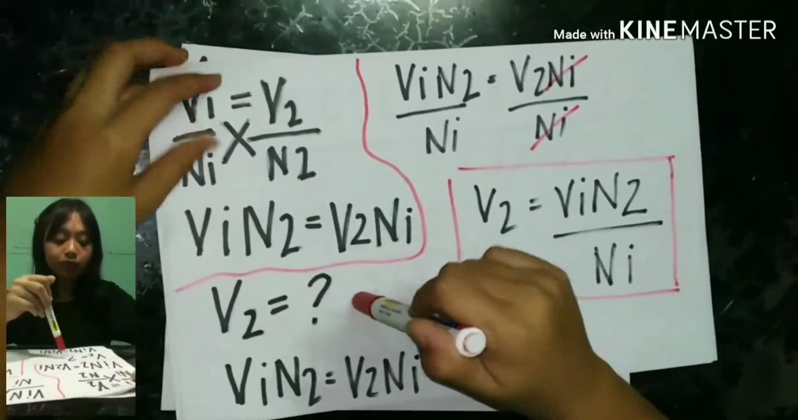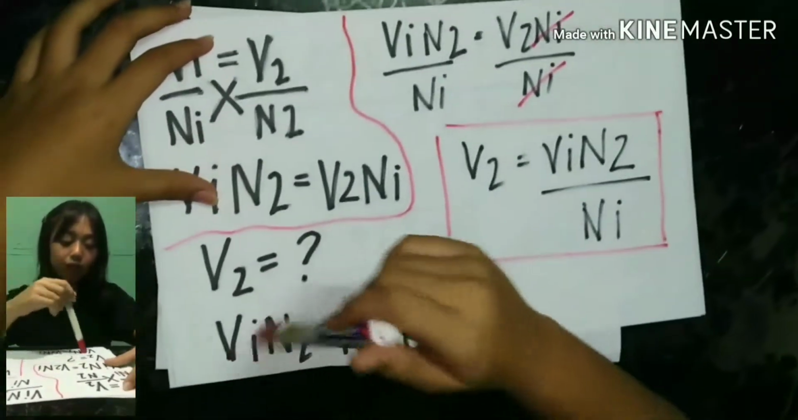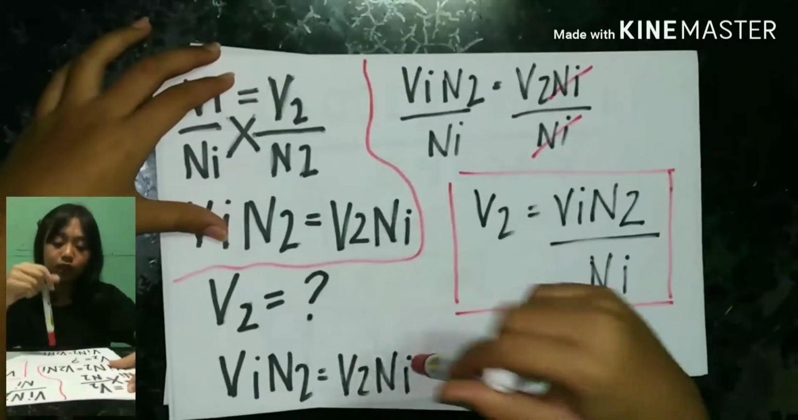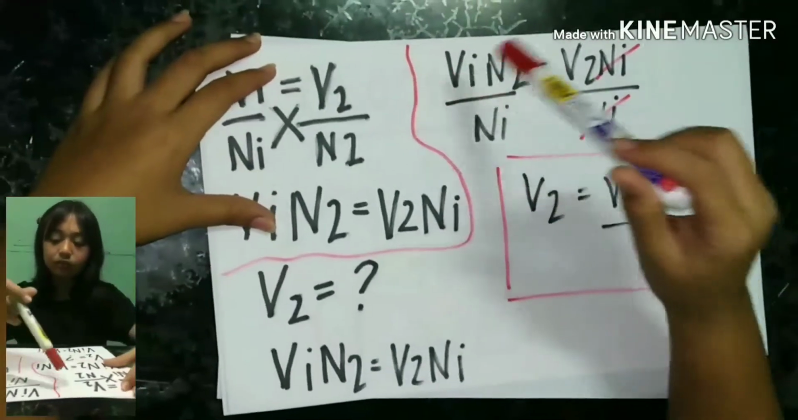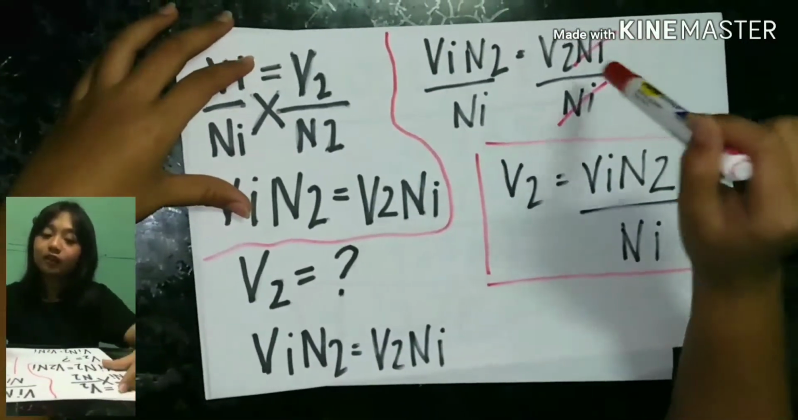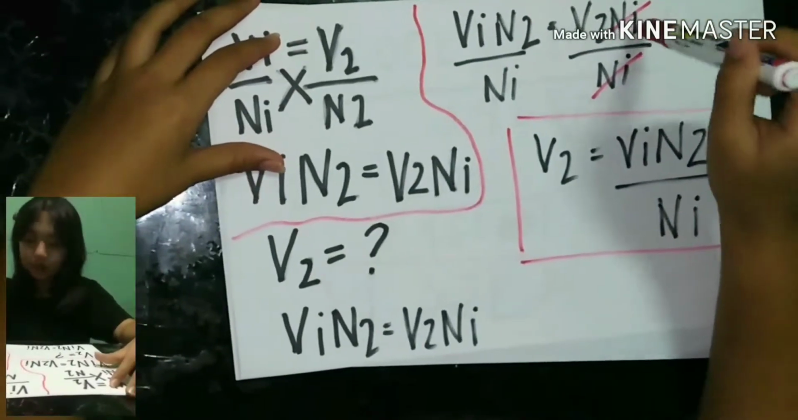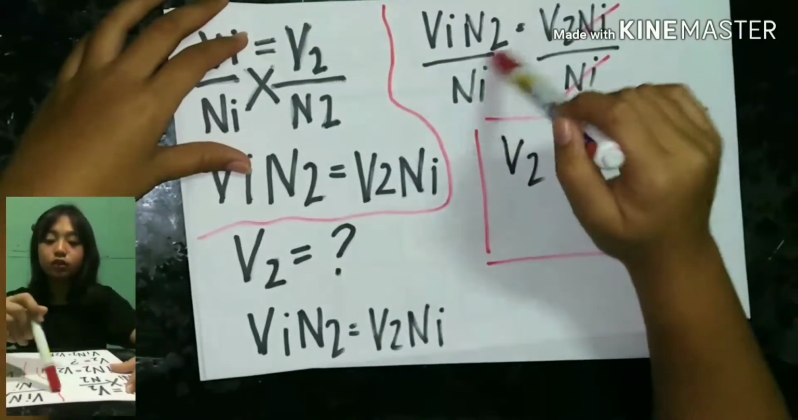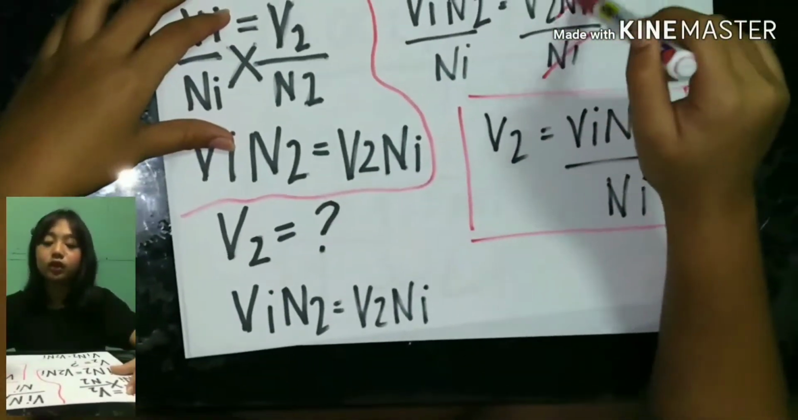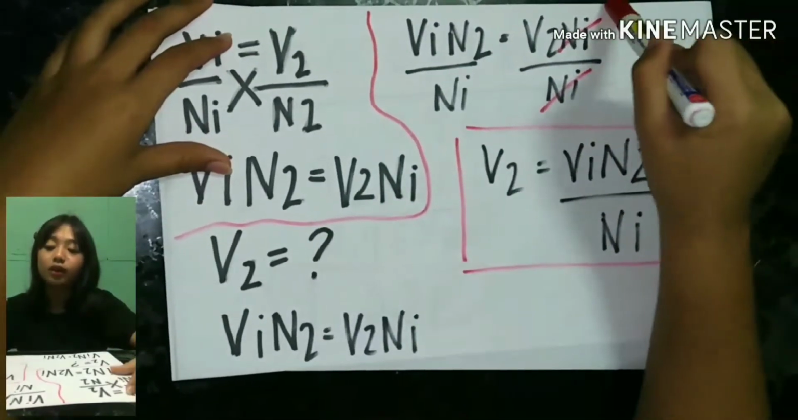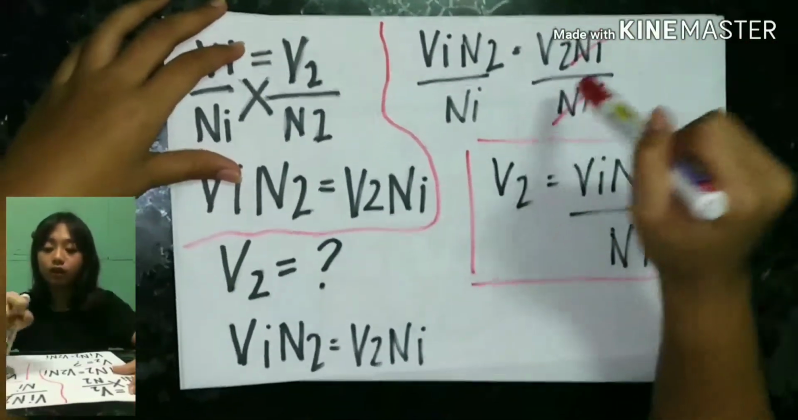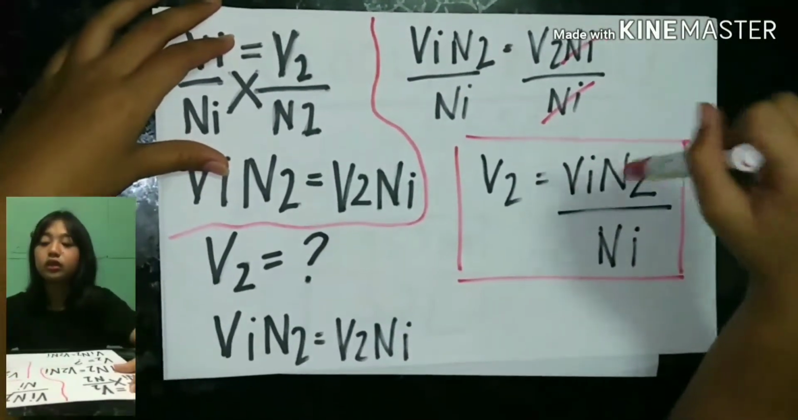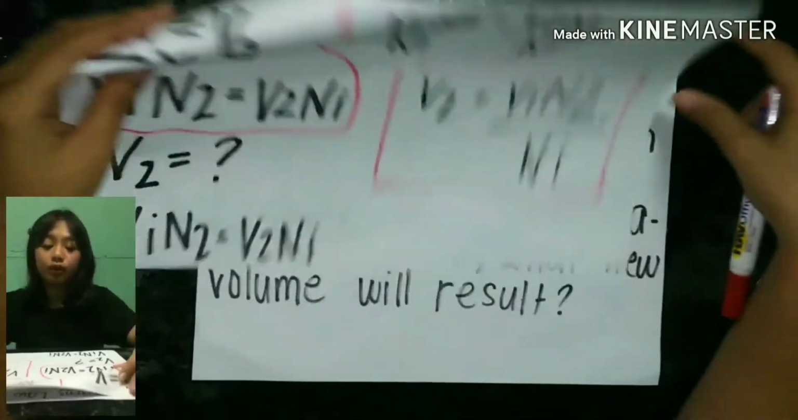For example, B2 is missing. B1 times N2 is equal to B2 times N1. The denominator will be the side of the missing one. Then B1 times N2 divided by N1 is equal to B2 times N1 divided by N1. Then cancel out N1. Then transpose B2 to be isolated. B2 is equal to B1 times N2 divided by N1.